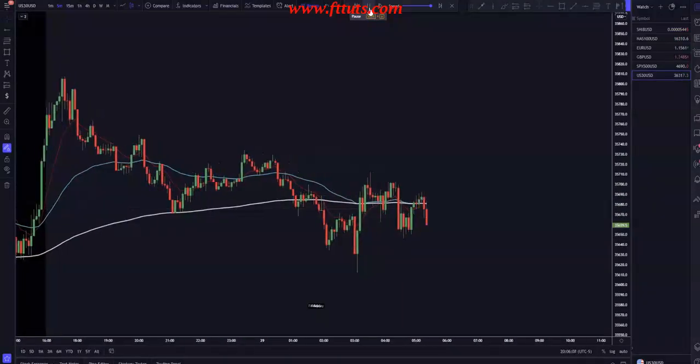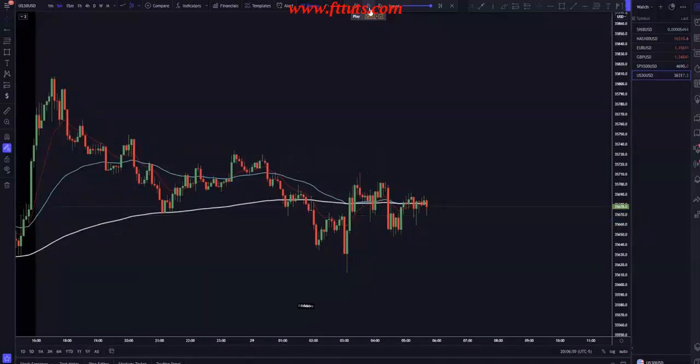Because you always got to look at the previous high or the previous low to see if they dipped lower than the previous low or did they dip higher than the previous high, okay?